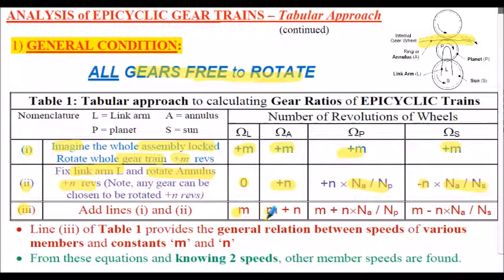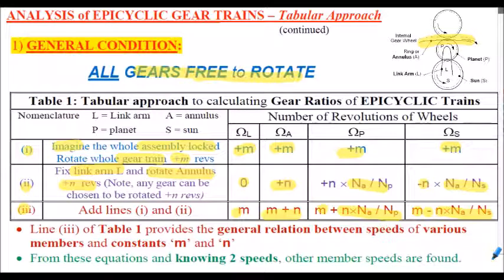So the m plus n is the summation of the speed of the annulus column. Summating the speed of the planet column, we've got m from the first row, and then added to that the n multiplied by the number of teeth on gear A divided by the number of teeth on gear P. And then similarly for the final one, we've got the m, but this time it's take away the n times the number of teeth on gear A divided by the number of teeth on gear S. So we've got some equations there.